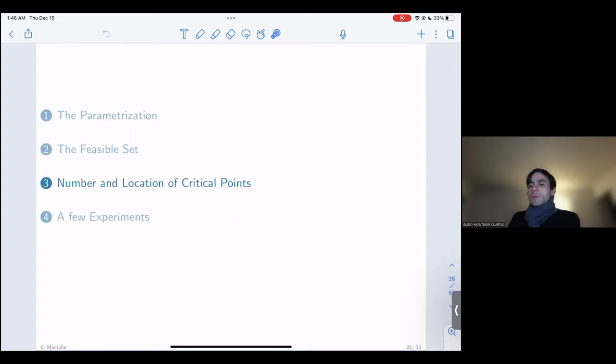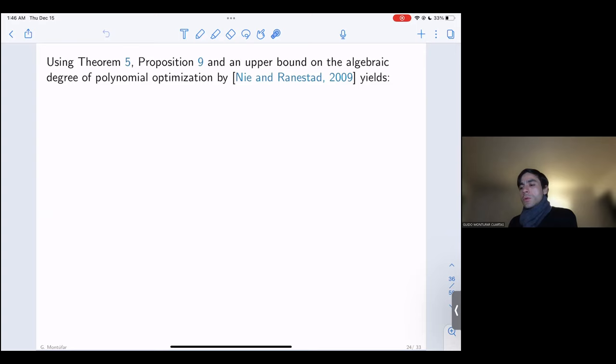Right, so next, let me mention a bit about the number and location of critical points. And this is using the descriptions that I showed you a moment ago. Once we have this semi-algebraic description of the feasible set, it turns out that we can use tools of polynomial optimization to draw conclusions about the number of critical points. And the idea is conceptually relatively simple.